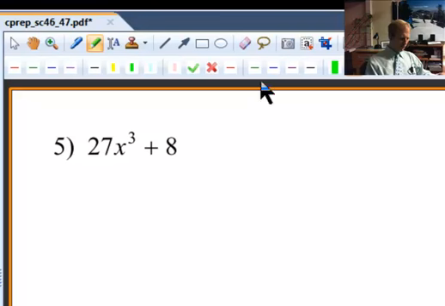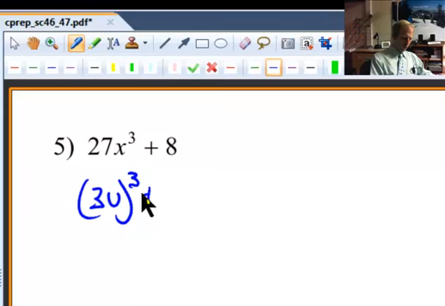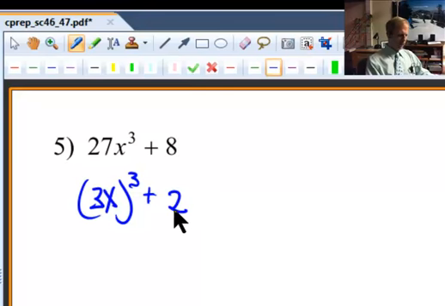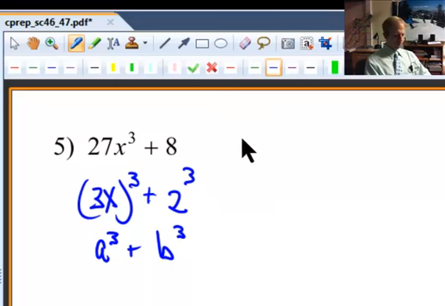Alright, number 5. Okay, I have two terms, and I can tell that both of them are perfect cubes. So I'm going to use the sum of perfect cubes formula. But first I have to write 27x to the third power as something to the third power. So it is 3x, cubed. 8 is 2 to the third power. Alright, the formula for factoring the sum of perfect cubes is this.